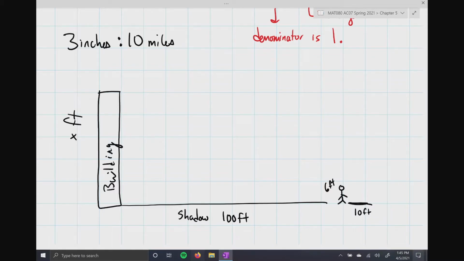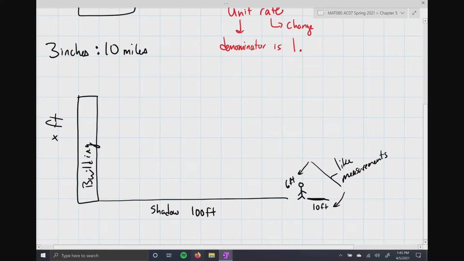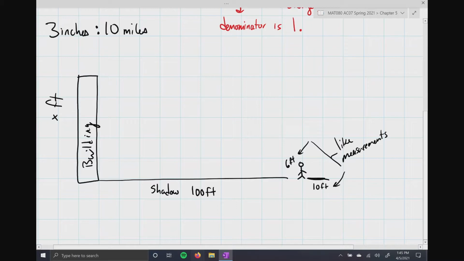Now, these measurements here are called like measurements, and the reason is they're both feet. So if they both match, they're called like measurements. That's a good thing because it actually helps us when we solve problems. We're going to solve this problem in a little bit, but not right now. But we will.